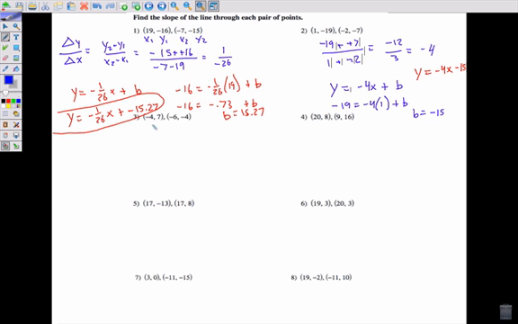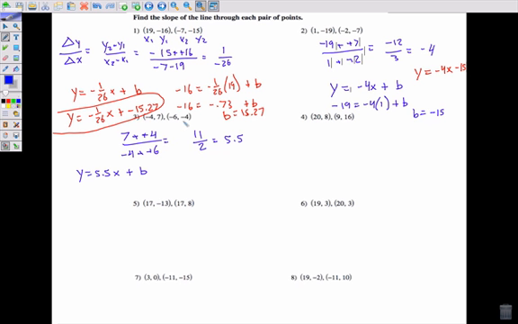Number 3, similar process. We're going to go y minus the other y. You've seen me do this both ways now. It really doesn't matter which way you do it. If you do 7 minus negative 4 or negative 4 minus 7, you'll end up with the same thing either way. Since I did 7 minus negative 4, I'm going to go negative 4 minus negative 6. That becomes 11 over 2, which is 5.5. So I know the slope is 5.5.